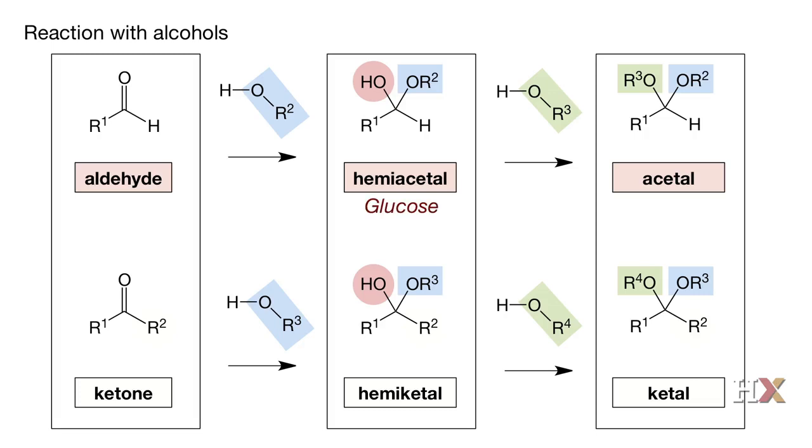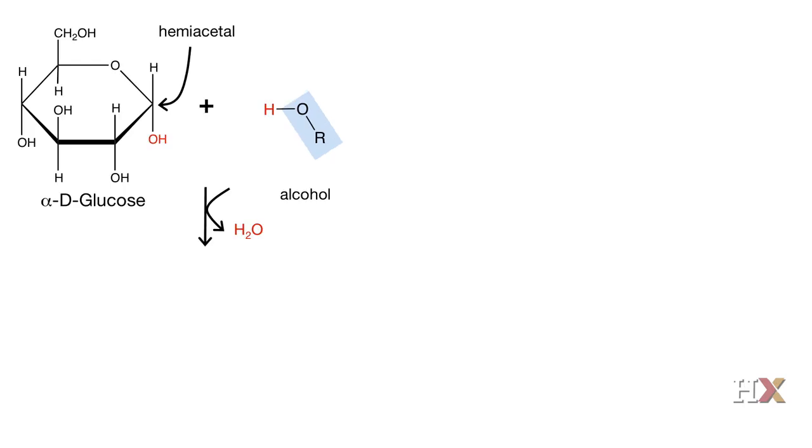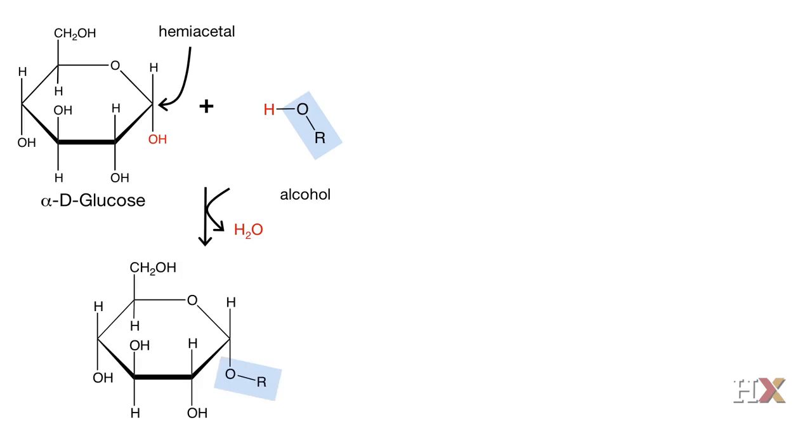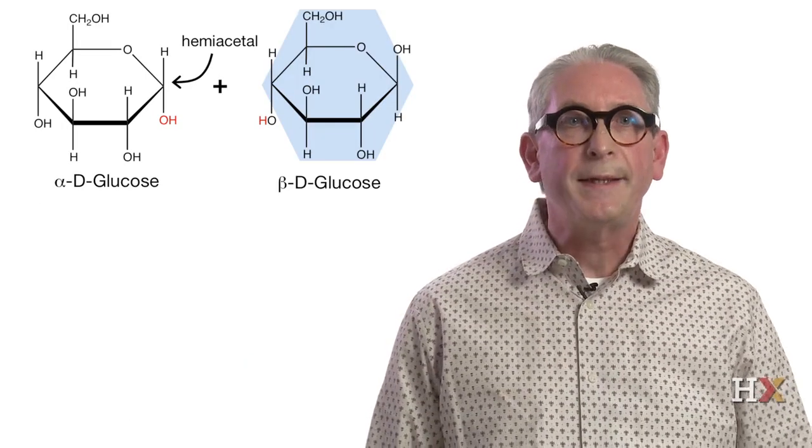Now imagine that we start with a molecule of alpha-D glucose. It is a hemiacetal. A hydroxyl group has been formed, carried by carbon 1. If this hydroxyl group reacts with an alcohol, it will form an acetal. If this alcohol is another monosaccharide, it will then form a disaccharide. So let's take an example.